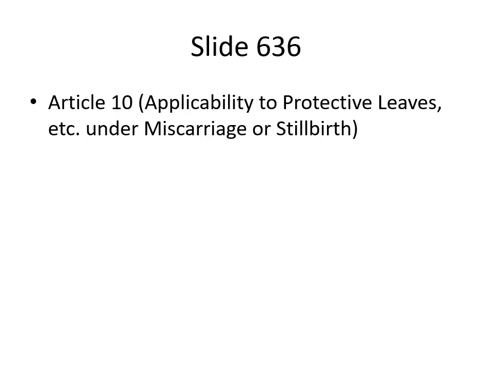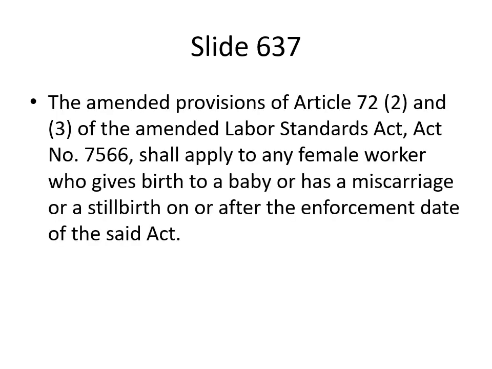Article 10. Applicability to protective leaves, etc. under miscarriage or stillbirth. The amended provisions of Article 72, 2, and 3 of the amended Labor Standards Act, Act No. 7566, shall apply to any female worker who gives birth to a baby or has a miscarriage or a stillbirth on or after the enforcement date of the said Act.